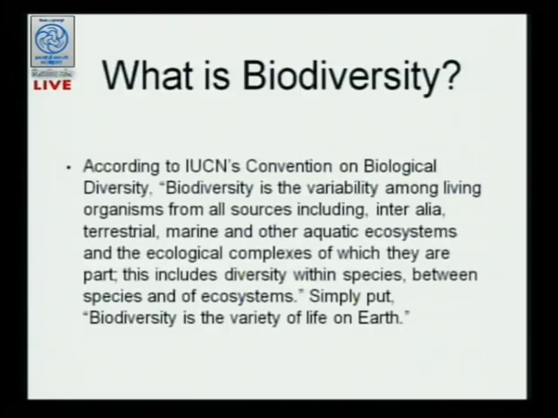So this is a very elaborate, or for some students, a very cumbersome definition. Simply put, we can define biodiversity as the variety or variation or kinds of organisms on this planet Earth. That includes all living organisms. When we divide biodiversity into different types, as I just mentioned, we have genetic diversity, species diversity, and ecosystem diversity. Those are the three basic ways we categorize biodiversity.